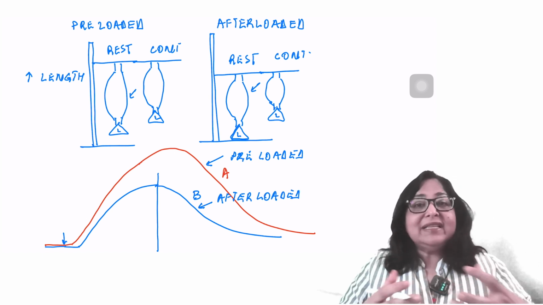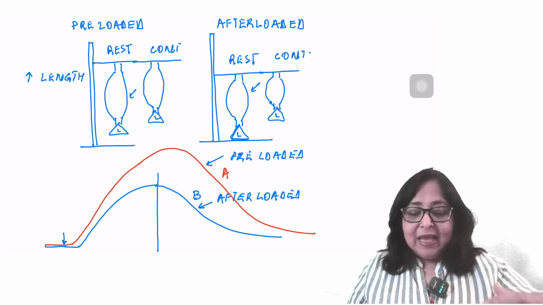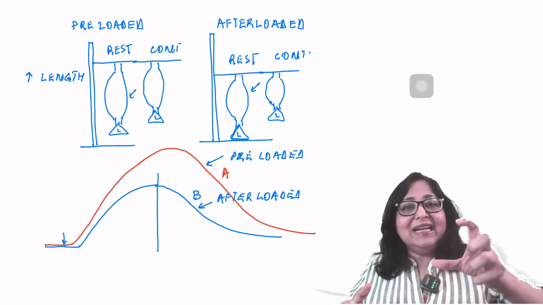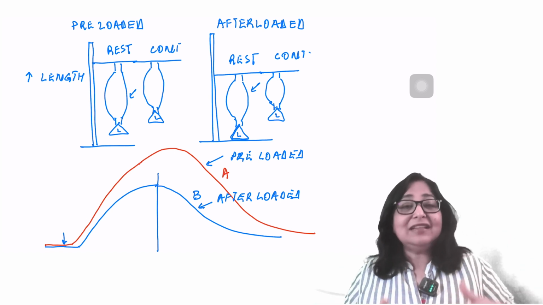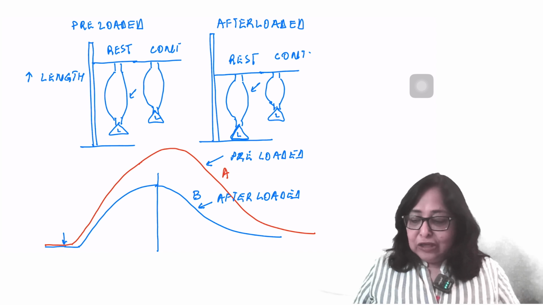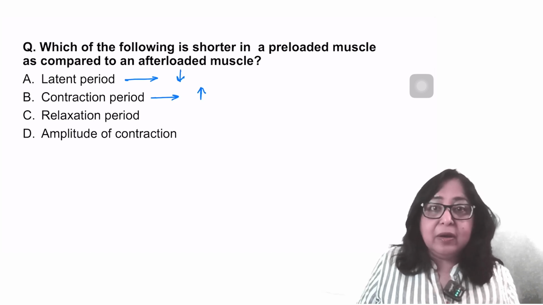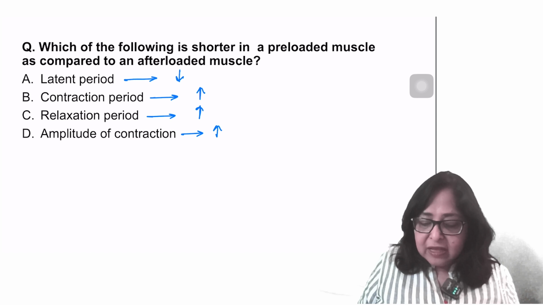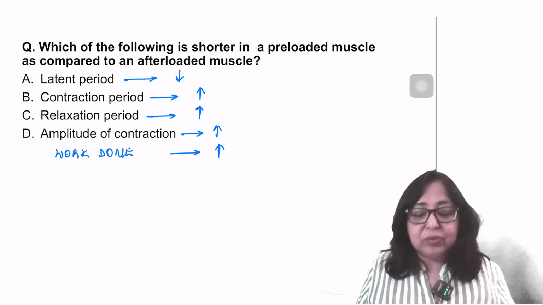Right? What has increased the efficiency in the preloaded state? The increase in the length of the muscle, the stretch of the muscle. Now, what has happened is when you increase the length of the muscle, now there is more distance for the myosin head to slide over the actin. That is what makes it more efficient. Right? So going back to my question here, the latent period is shorter in preloaded state. Contraction period is more. Relaxation period is more. The height of contraction is more. The work done will be more in the preloaded state as compared to the afterloaded state.